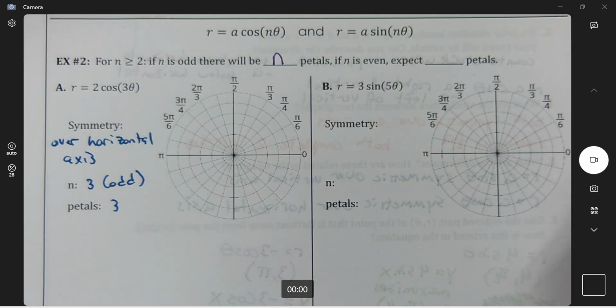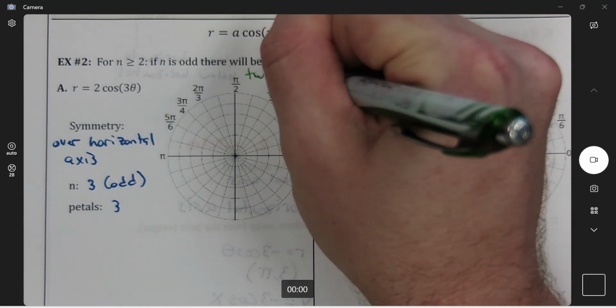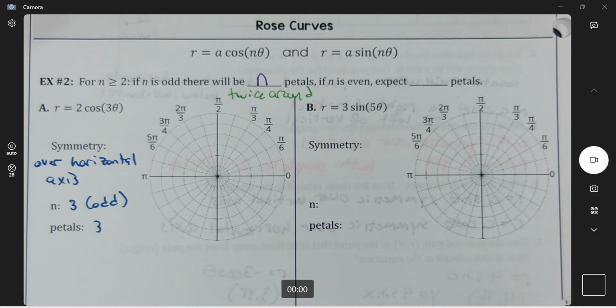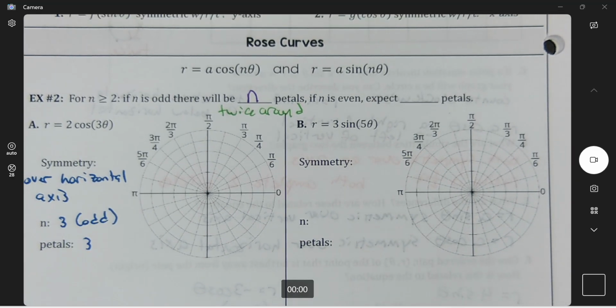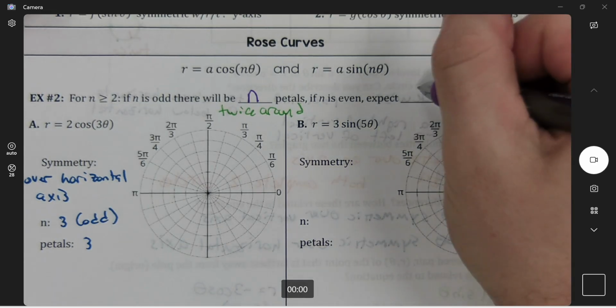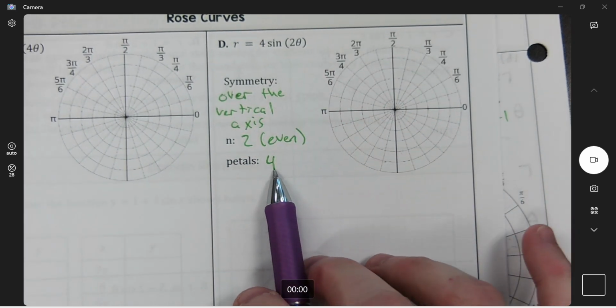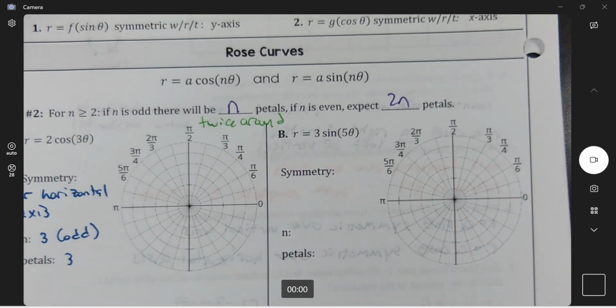Or cover the image twice, trace the image twice. What would you say? Trace the path twice. Go around the same image twice. I'm going to say twice around. How about that? Twice around. But if n is even, how many petals do you expect? Not n over 2, times 2. Okay? 2n. So we had a number in front. We had a 2 in front. And we got 4 petals. And it goes once around.